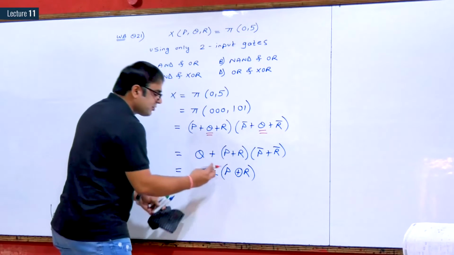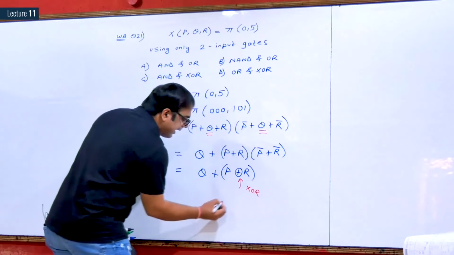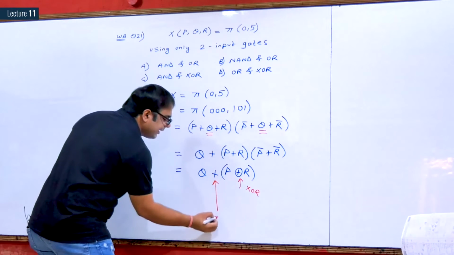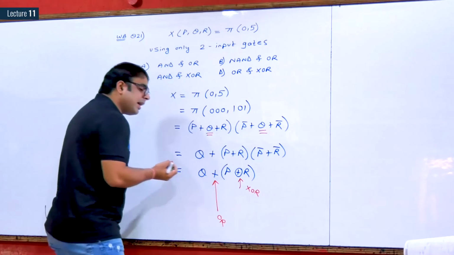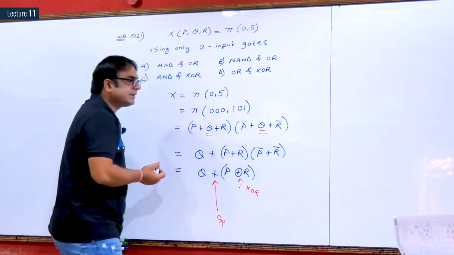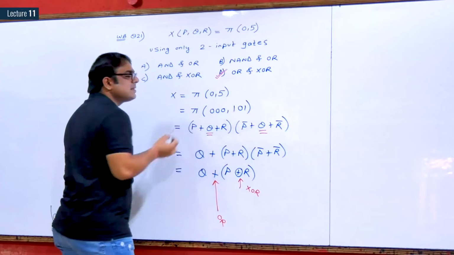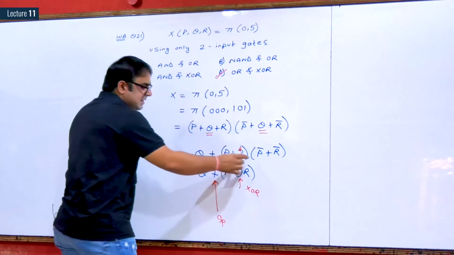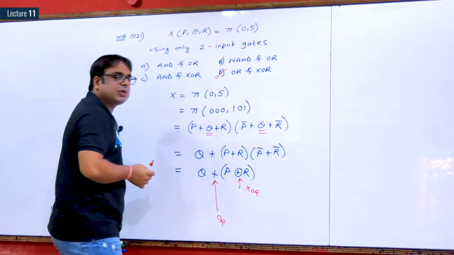So first I will implement this using XOR gate, and then the output will be given to OR gate. So the two gates required are XOR gate and OR gate. XOR gate and OR gate, option D is correct. So this expression you should know, this is POS expression for XOR operation.